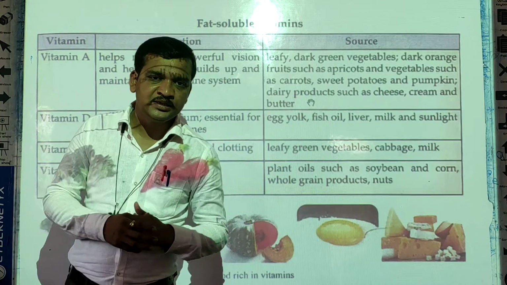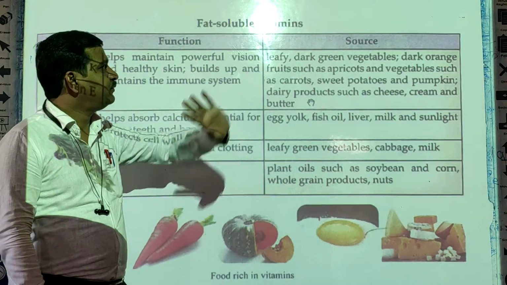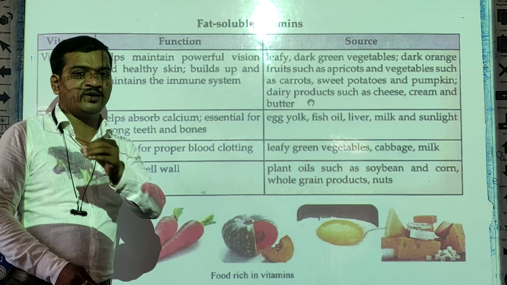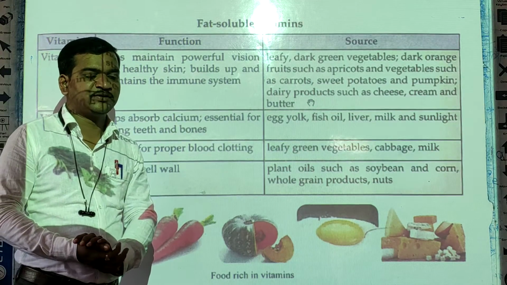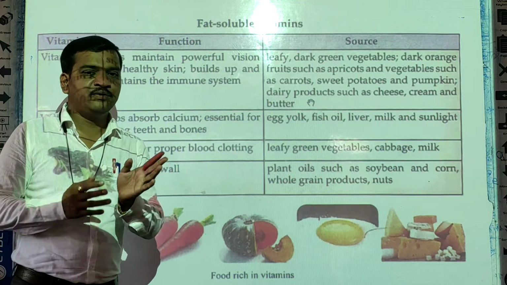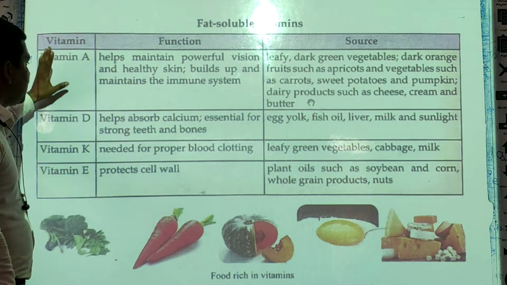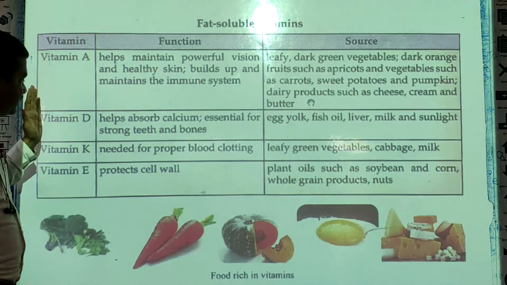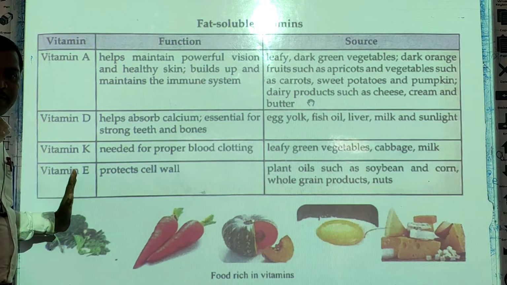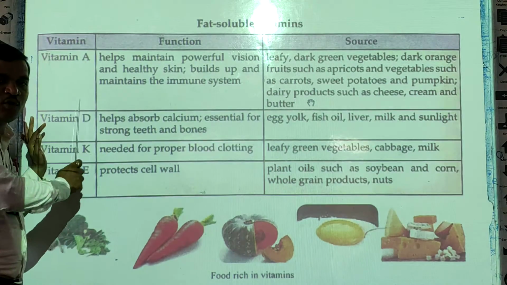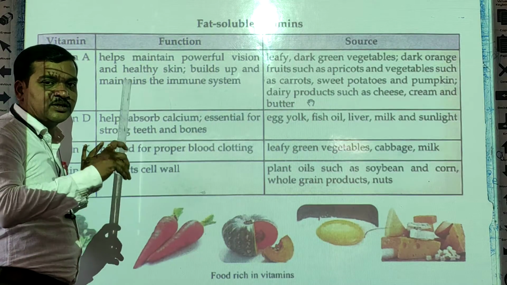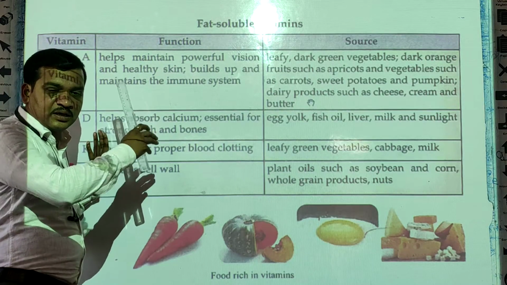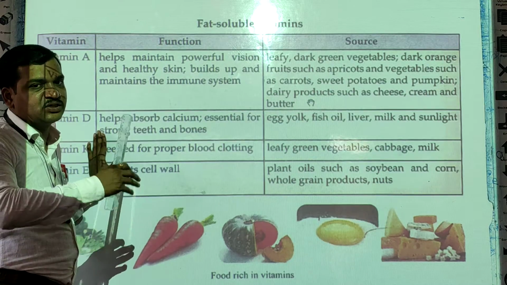So the first one is fat soluble vitamins. Fat soluble vitamins means what? The vitamins which are soluble in fat, okay, and stored in the liver and fat tissues in our body. Now the first one, you can see vitamin A, vitamin D, vitamin K and vitamin E. These are the four vitamins which are soluble in fat. So we will see them one by one, with their functions and sources.